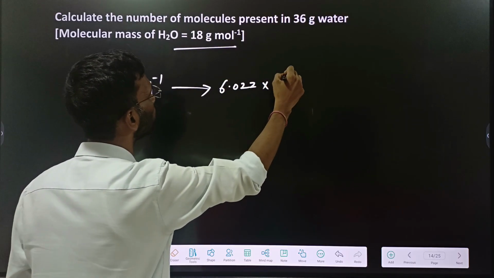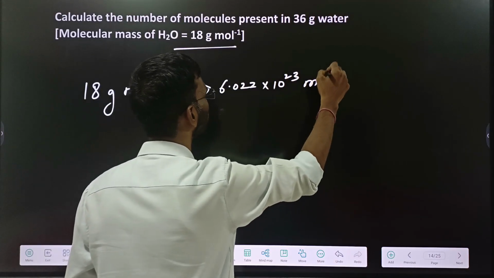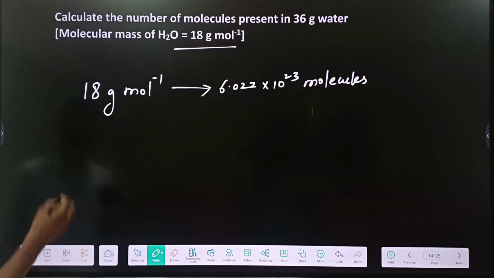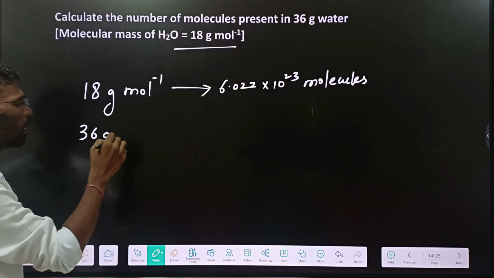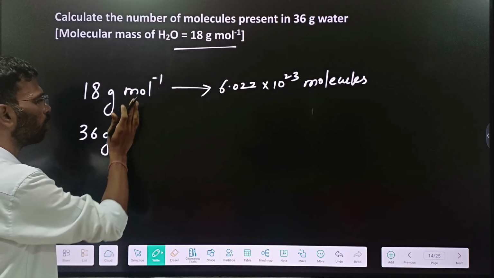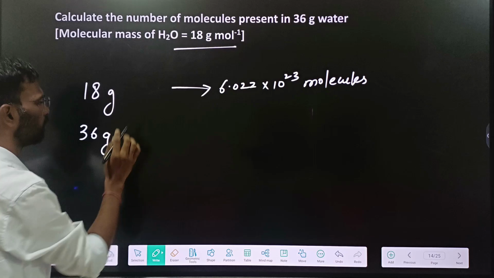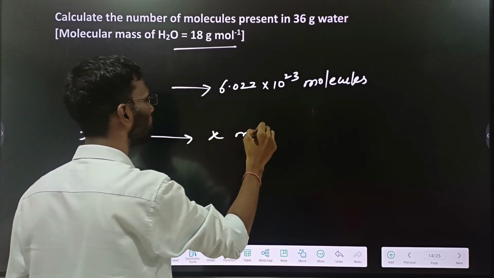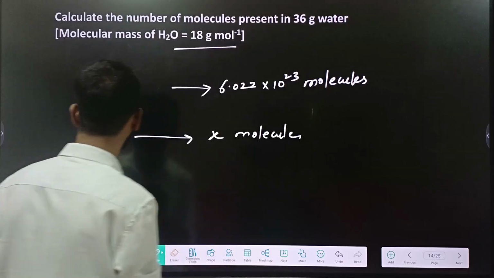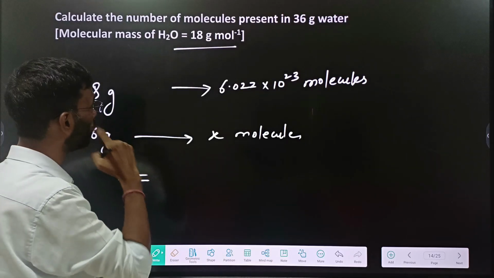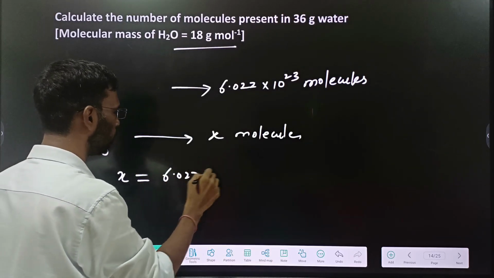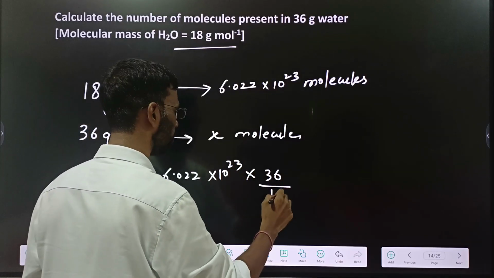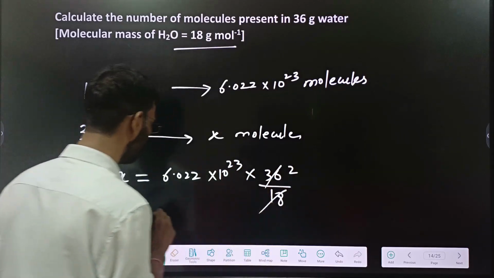6.022 into 10 raised to 23 molecules. You are told to find how many molecules are there in 36 gram of water. 36 gram will have how much? X molecules. Now if you do the cross multiplication, X will be equal to how much?